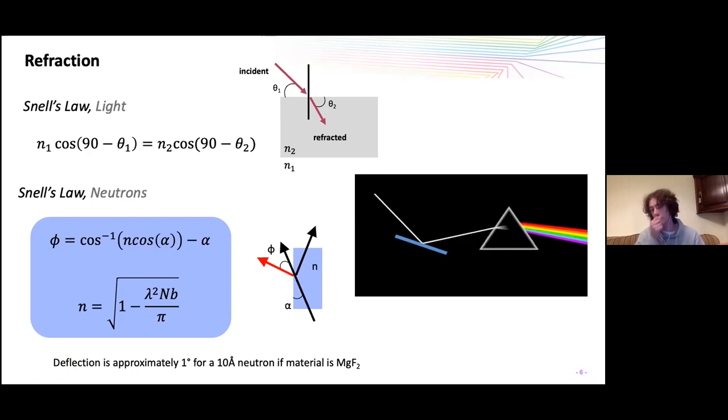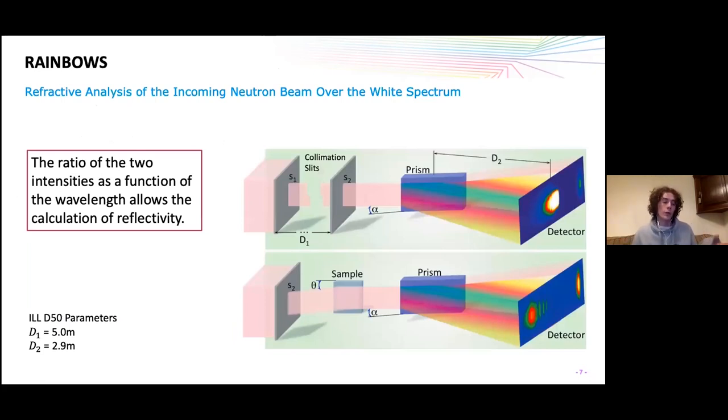And on the right-hand side, essentially what you've got is some light coming into a mirror and then reflecting off the mirror and into a prism. And then the prism causes the dispersion of the wavelengths. So what you have is a white beam undergoing refraction into the different components. And that's essentially the crux of the technique of RAINBOWS. And RAINBOWS very nicely stands for refractive analysis of the incoming neutron beam over the white spectrum.